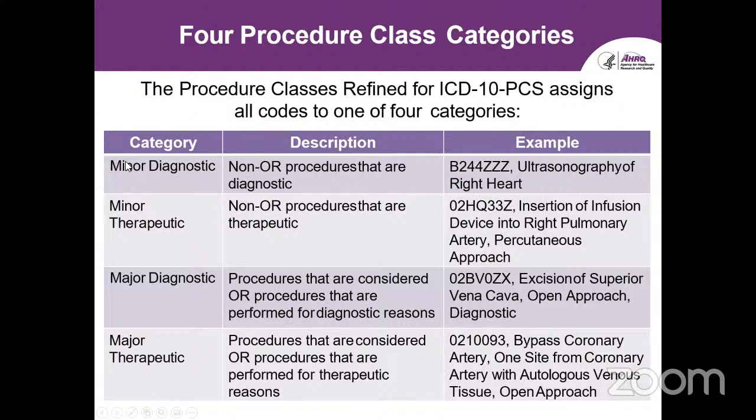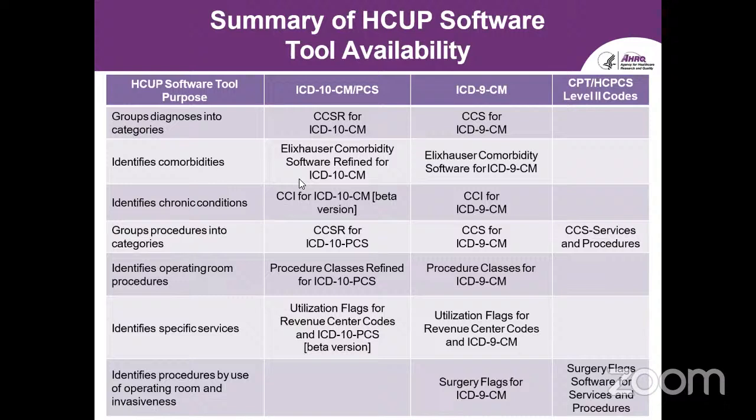This one goes into minor diagnostic, minor therapeutic, and major diagnostic and major therapeutic. Minor diagnostic, for example, is non-OR procedures that are diagnostic. An example is this code, and it stands for ultrasonography of the right heart. Minor therapeutic, insertion of infusion device into right pulmonary artery, percutaneous approach, that's the code. And then if it's major, it's stuff like excision of the superior vena cava, open approach for diagnostic purposes, and therapeutic, a CABG, for example, open approach, which is therapeutic. So this just goes further into the different kinds of software tools that HCUP uses, things that we have already mentioned.